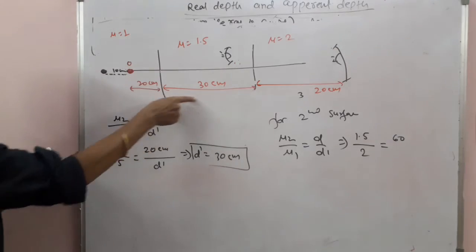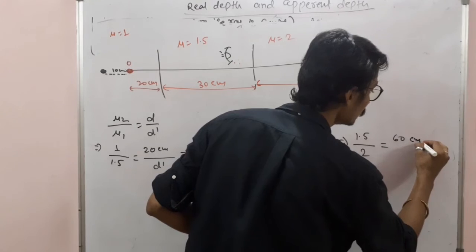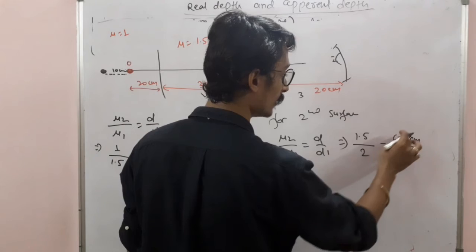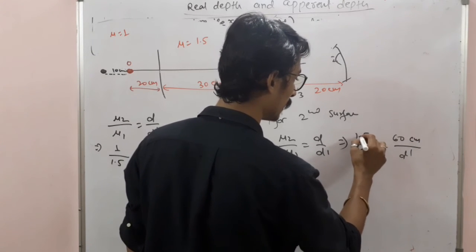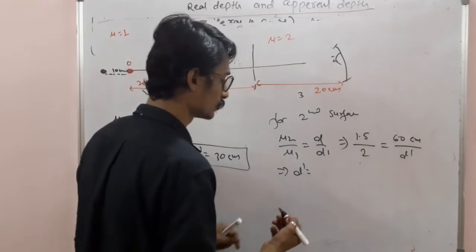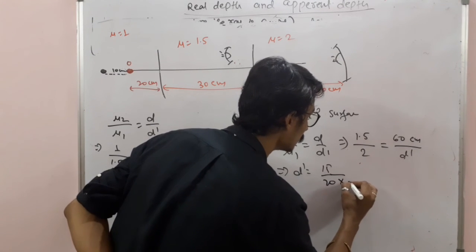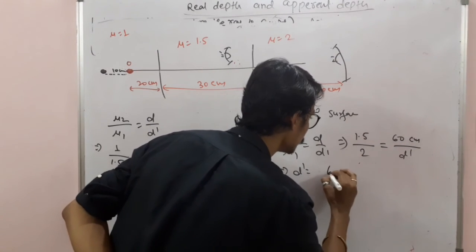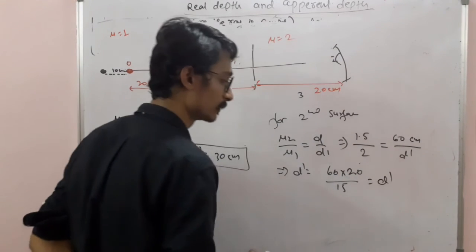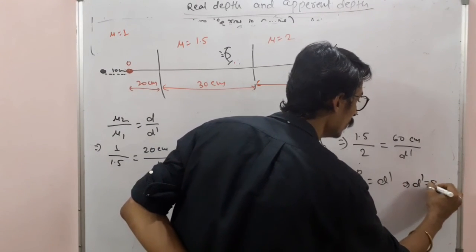What I said to you: the image formed by the first one will act as the object for the second one. So for this one, what is the object distance? That is 60, the actual depth. So 60 centimeter divided by d dash. Get the value of d dash from here. Removing the decimal, 15 by 20, that goes for 60 into 2 by 15, 20 is equal to d dash. Is it clear? 15 4 ja 60, 24 ja 80, and d dash is equal to 80 centimeter.